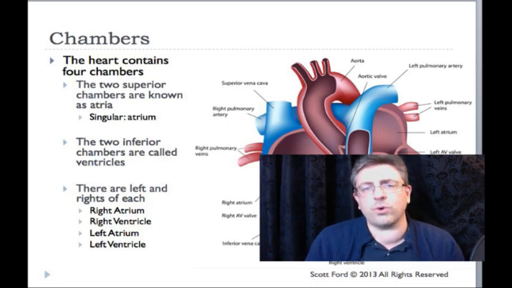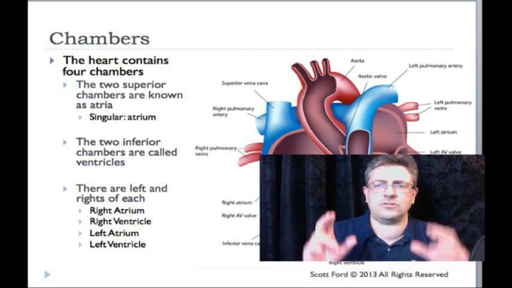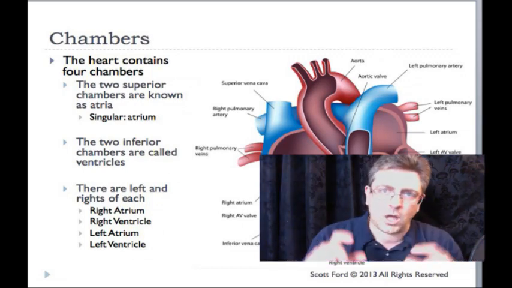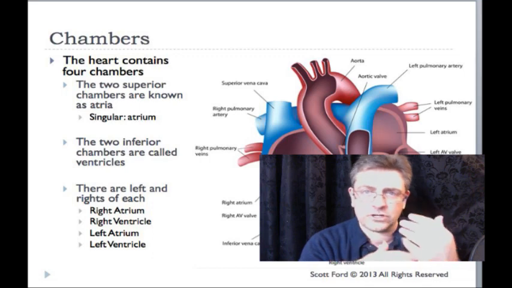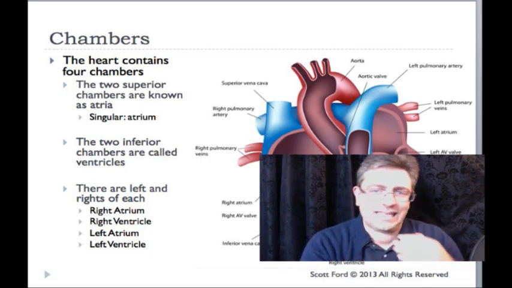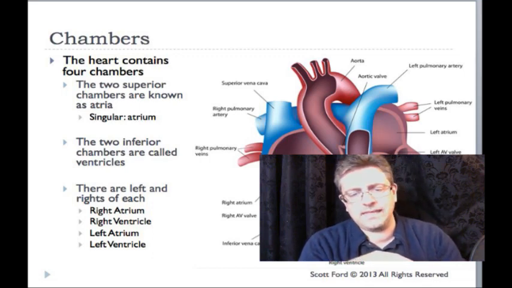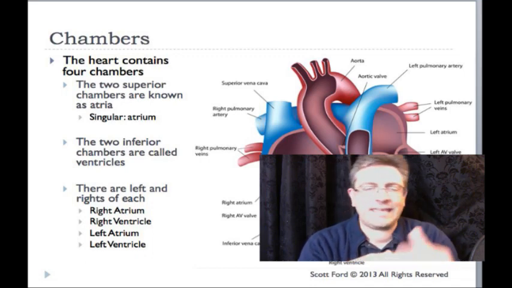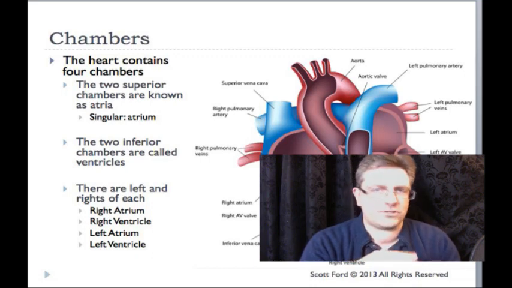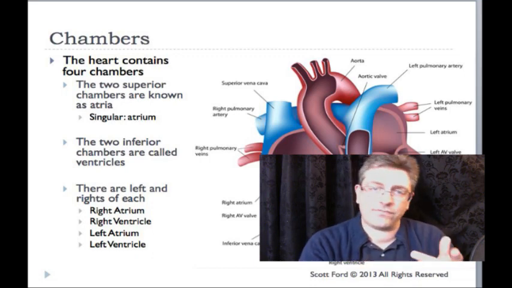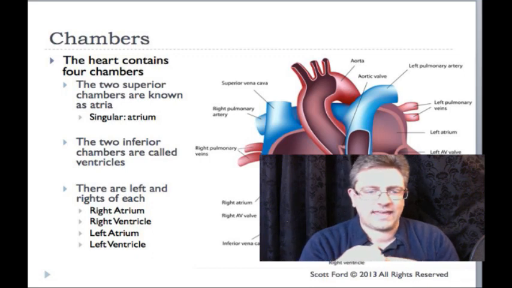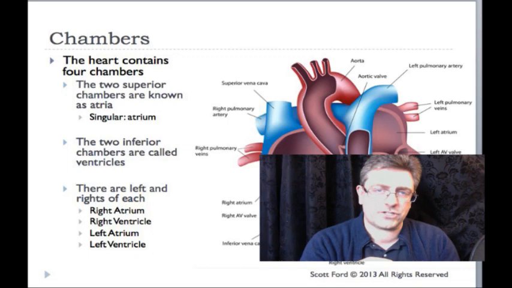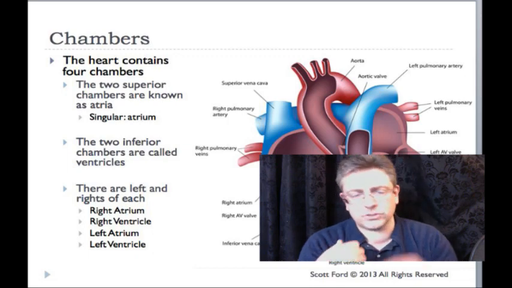The heart contains 4 chambers. It's going to contain 2 chambers above, and 2 chambers below. So we have 2 superior chambers and 2 inferior chambers. The superior chambers are called atria, while the inferior chambers are called the ventricles. And we have left and we have right. So we have a left atrium and a right atrium. We have a left ventricle and a right ventricle. So top and bottom.